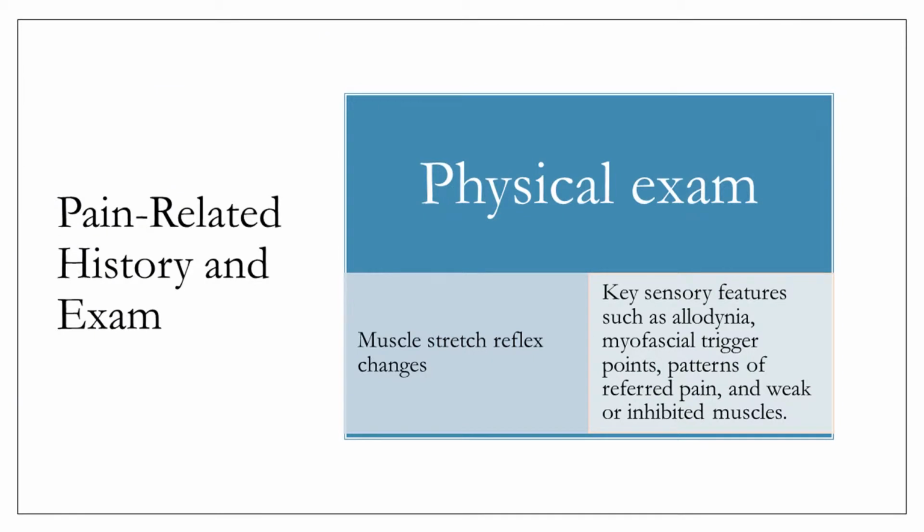So, the physical exam. When you're examining the patient for pain-related problems, clearly if there are localized areas that it might be due to, whether it might be localized to the back, to an arm, or to another injury-specific area, it's important to check for muscle stretch and muscle stretch reflex changes, whether hyper or hypo in response over time. And it's important to look at key sensory features, as would be typical in a neurologic exam or an orthopedic exam, looking for allodynia, for myofascial trigger points, looking for patterns of referred pain, as well as for weak or inhibited muscles.